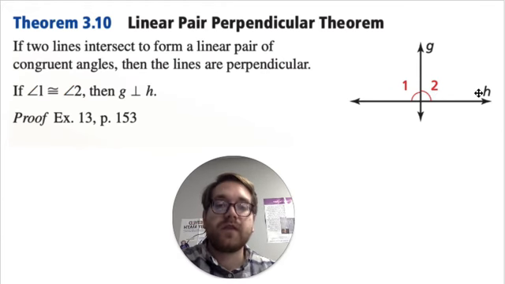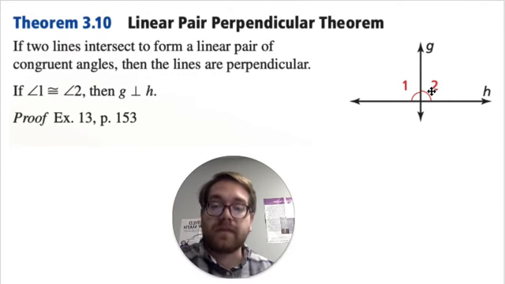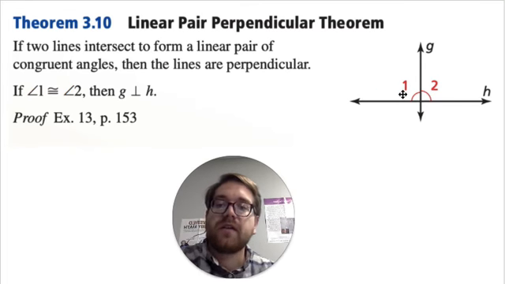If two lines intersect to form a linear pair, and the two angles in that linear pair are congruent, then they must be the same. Because remember, in a linear pair the angles are supplementary, they add up to 180, and if they're both going to have the same measurement, then they both have to be 90 degrees, which means that these two lines are perpendicular to each other. So when they form a linear pair of congruent angles, then the lines are perpendicular.